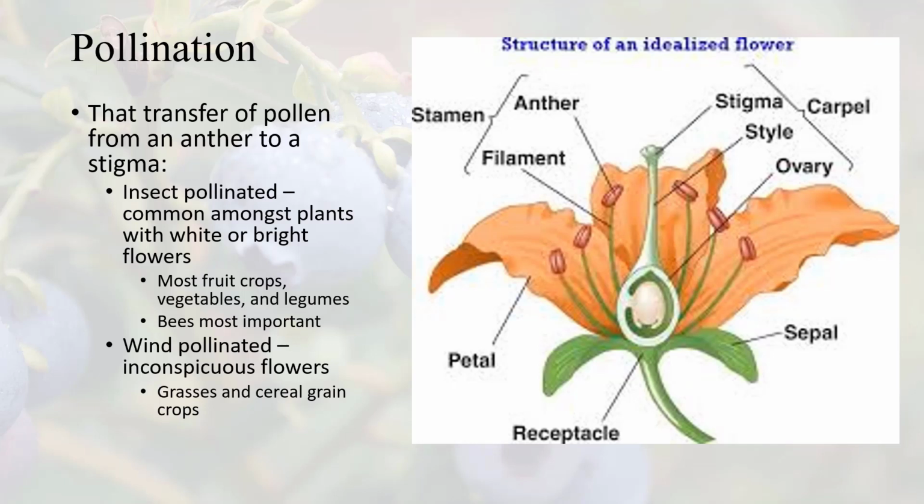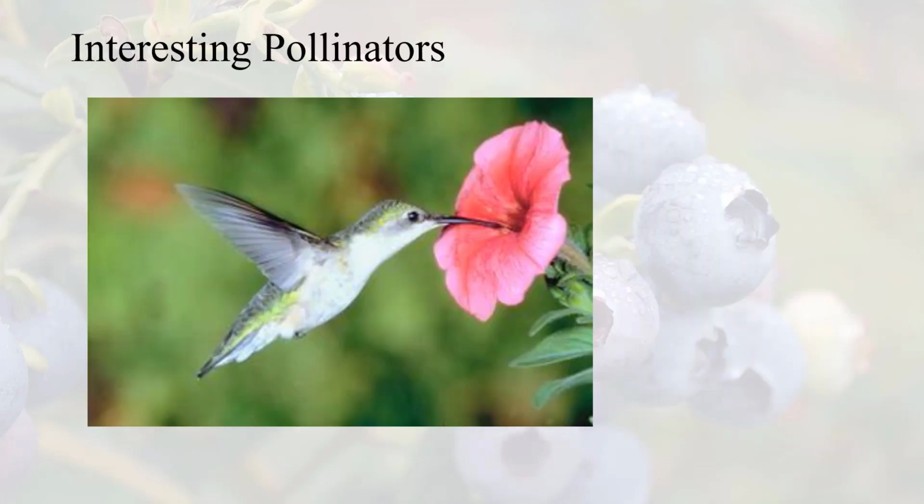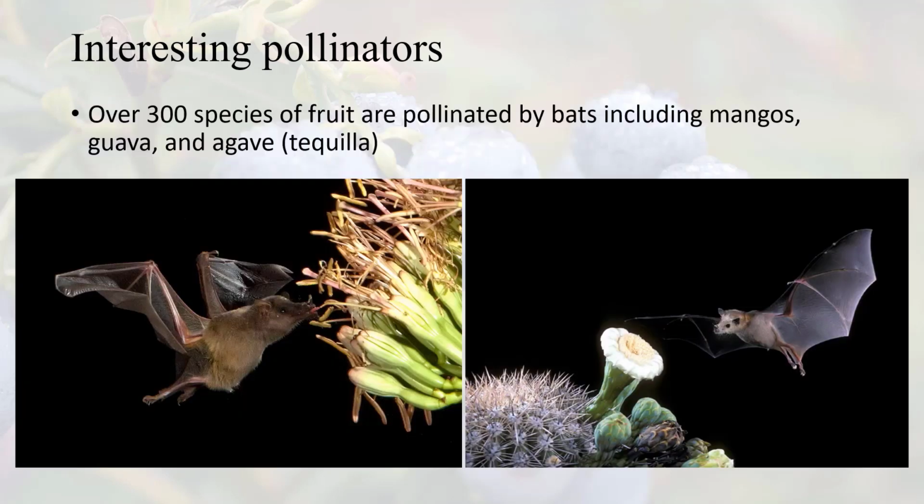Now, bees, by and large, are the most important pollinators, but there are also a number of other ones. Think of butterflies, flies just in general as well. And there can also be some interesting pollinators. Hummingbirds, you might have seen. Bats are very important pollinators for a number of plant species, including mangoes, guava, and agave. So people who enjoy tequila are only able to enjoy tequila because the agave plant is pollinated by bats. So they should really be concerned about protecting bats.